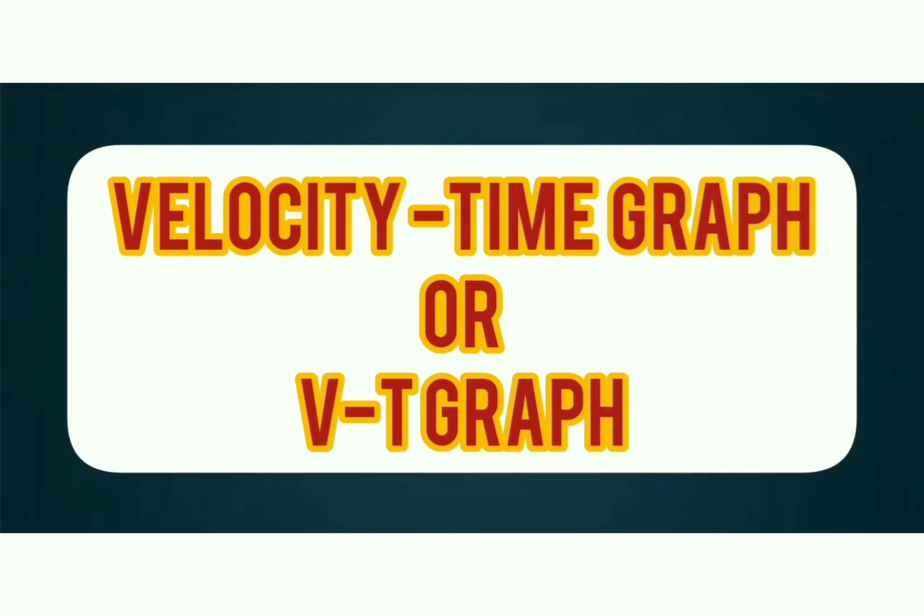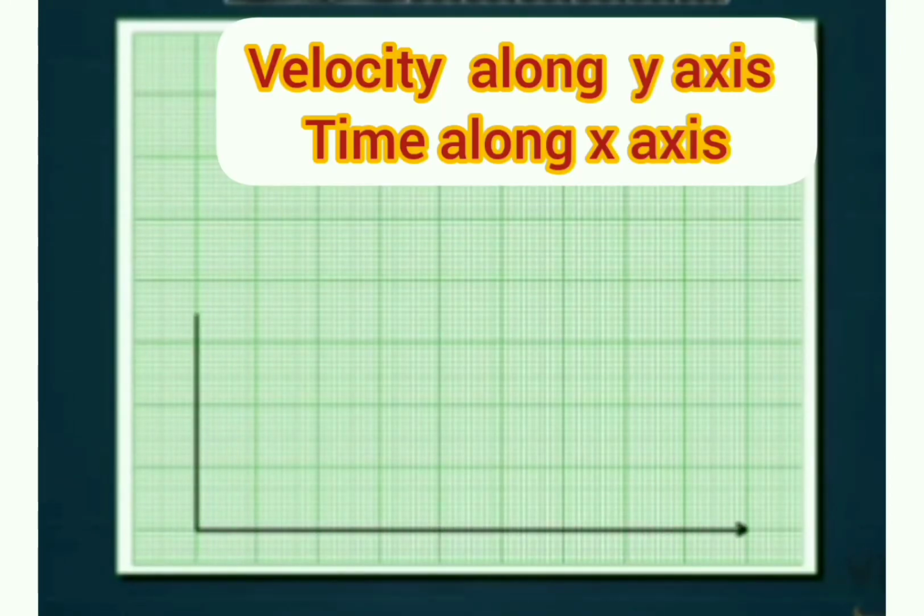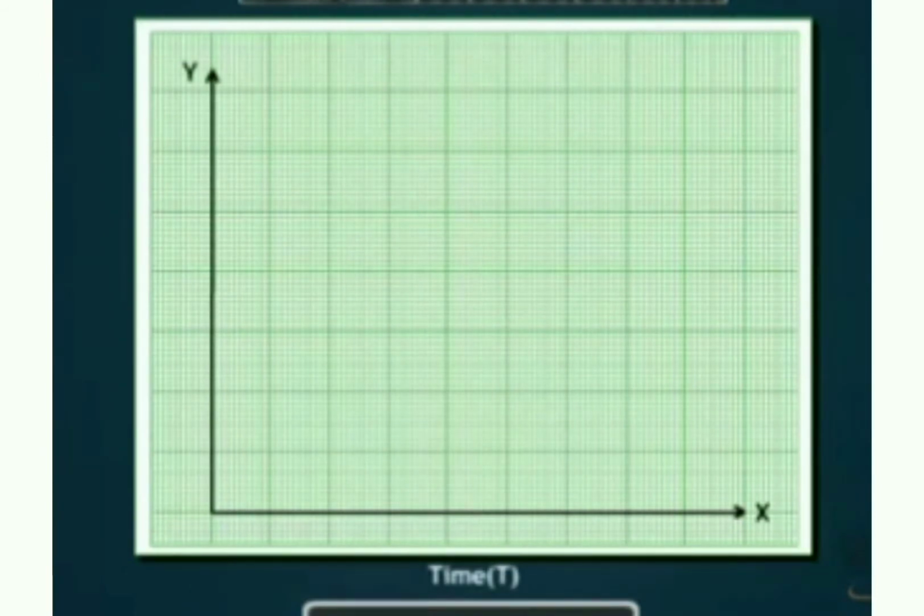Velocity time graph, or VT graph. For motion along a straight line, velocity time graph and speed time graph are the same. To plot a velocity time graph, we take velocity along the y-axis and time along the x-axis. Now we are going to discuss velocity time graphs under different conditions.